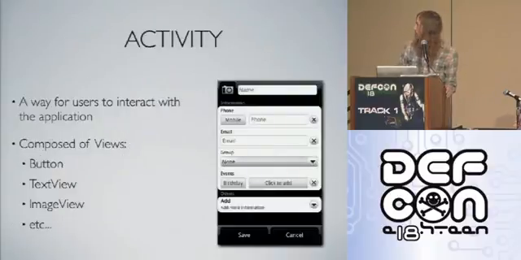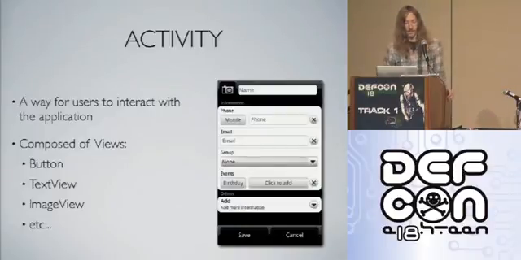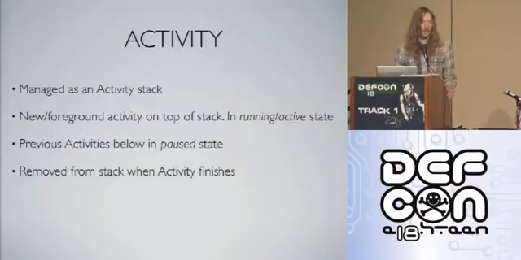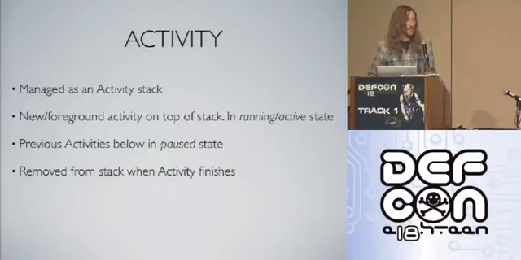Activities are basically just UI screens for Android, a way for the user to interact with the application. The activities themselves are just composed of a bunch of UI widgets called views, which are your button views, text views, that kind of stuff. The activities themselves are managed in what's called an activity stack, basically meaning that any new activity created is going to be at the top of that stack on the screen, and any other UI screens are going to be down below that on the stack.